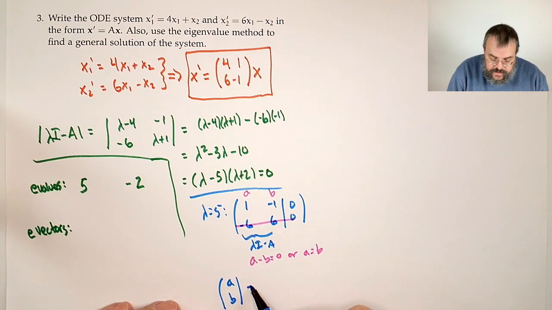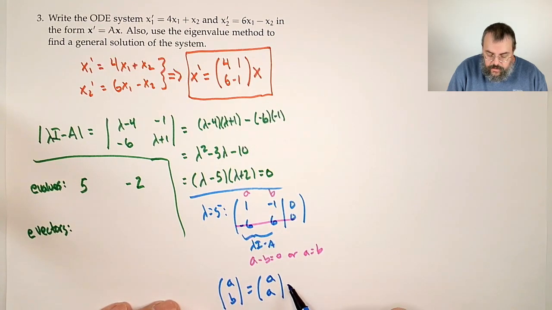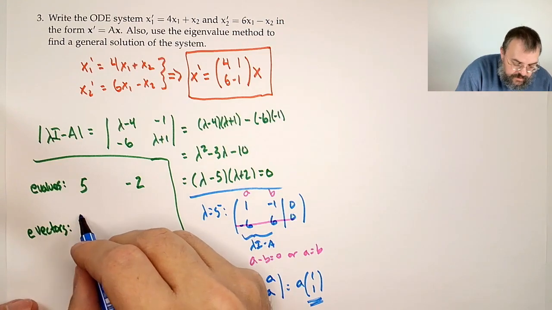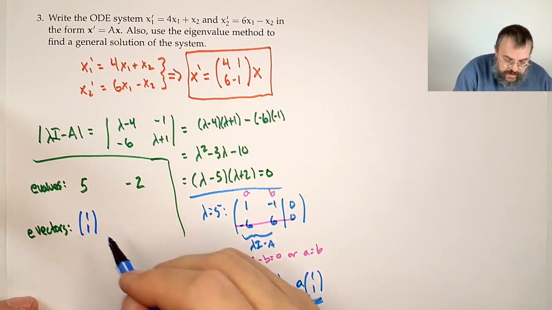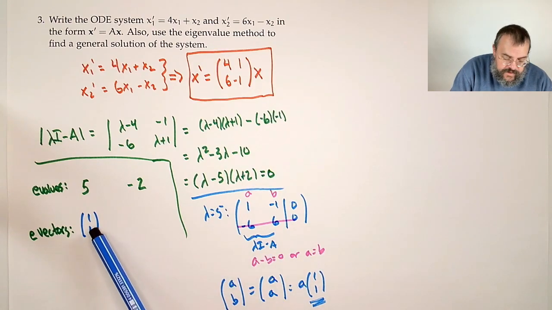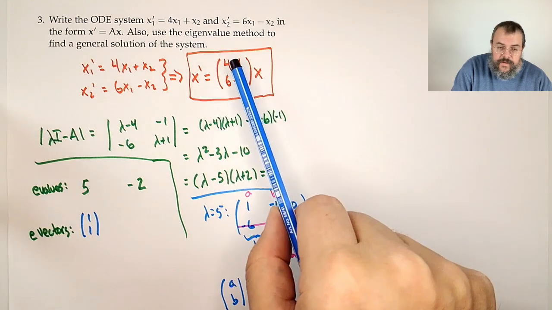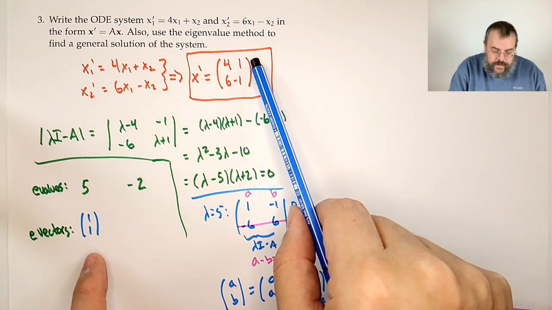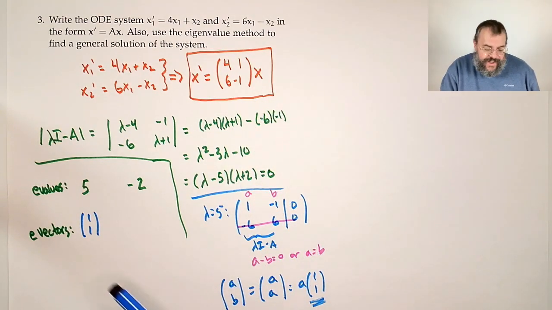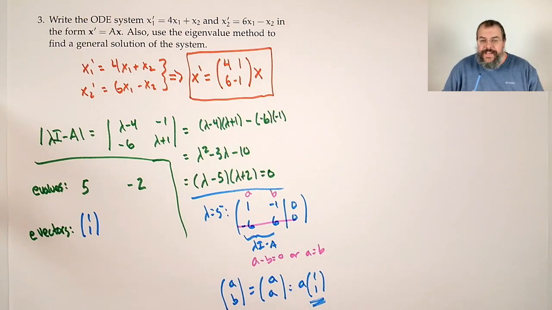So that says, look, our vector has the form (a, a), or a times (1, 1). And so that's our eigenvector for 5. So it's (1, 1). Now, can we check it? Yeah, we can do it really quickly, right? Imagine taking this vector and multiplying by the matrix. So, 4 plus 1 is 5. 6 minus 1 is 5. Aha, it works, right? Because that's 5 times what we started with. Great.